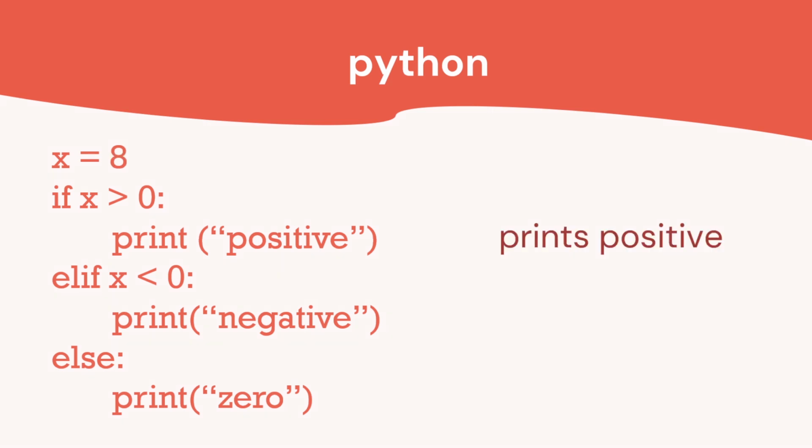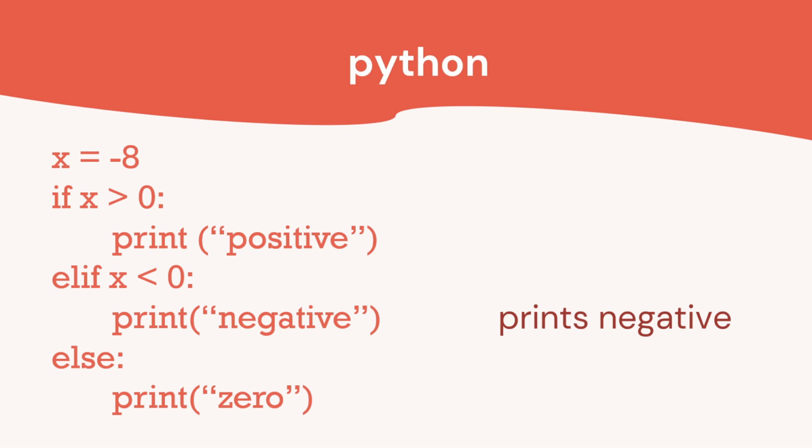Now, if we change that, you can see it can print positive or negative. So we can change the value of x, and we can see we have 3 choices here with an if, an elif, or an else statement.